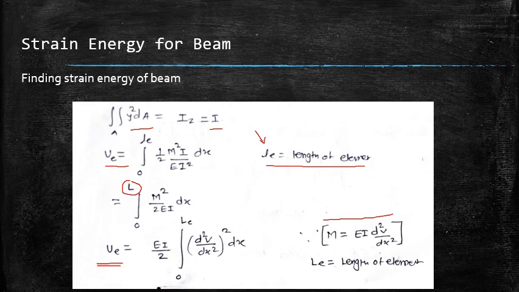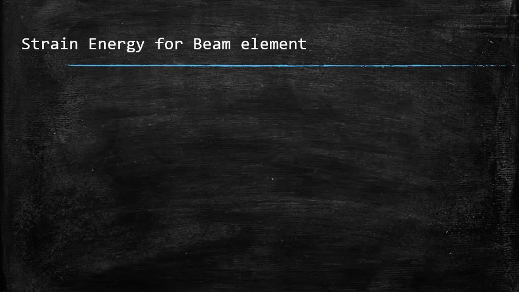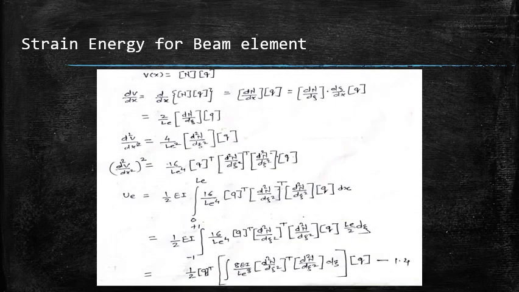Note that the strain energy term contains this d2v by dx square term, as we have seen earlier also. We will now represent the strain energy of the beam element in matrix notation.